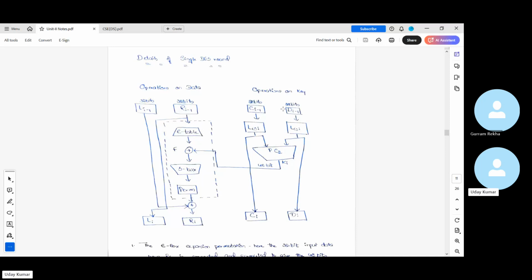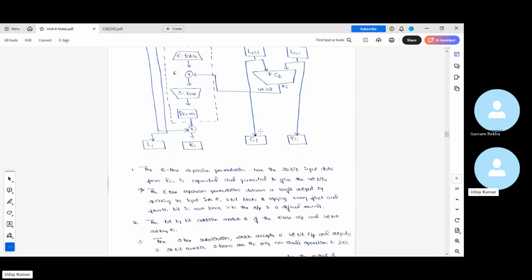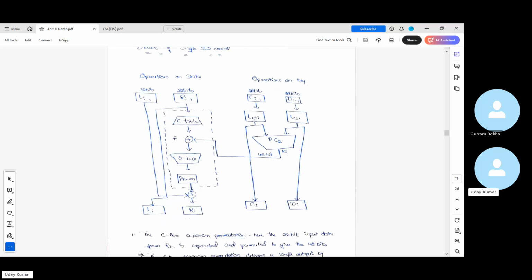Again, that is left and right. Since you have written L and R here, they have written C and D here. Why Ci minus 1, Di minus 1? The i actually represents the number of rounds. Now 28 bits and 28 bits, right? You are going to do a left circular shift, right? So once you left circular shift it, you are going to transform those bits into 48 bits. So this 56 bit is transformed to 48 bit here.